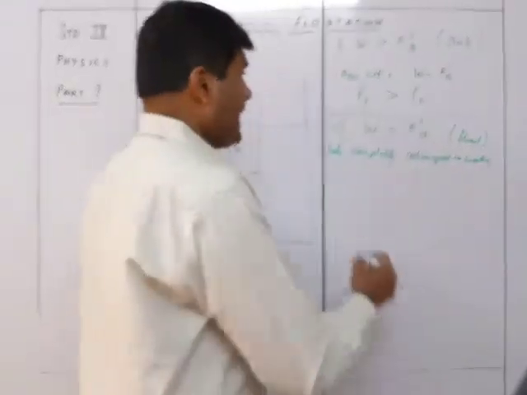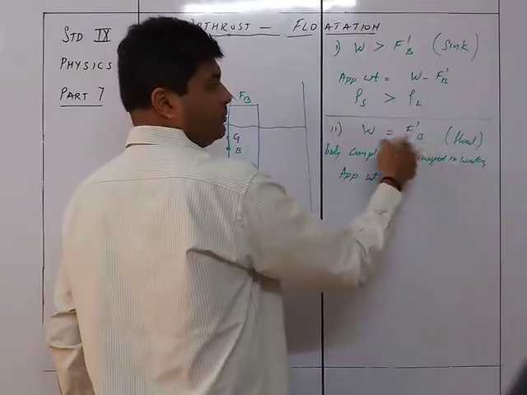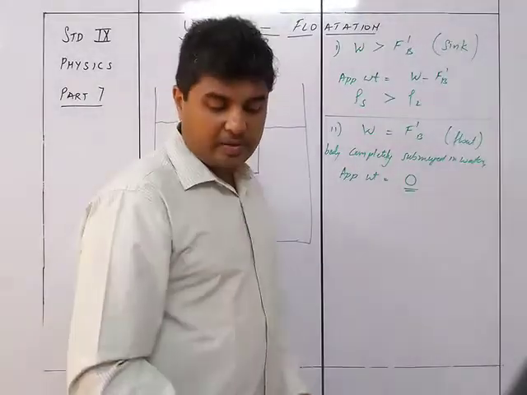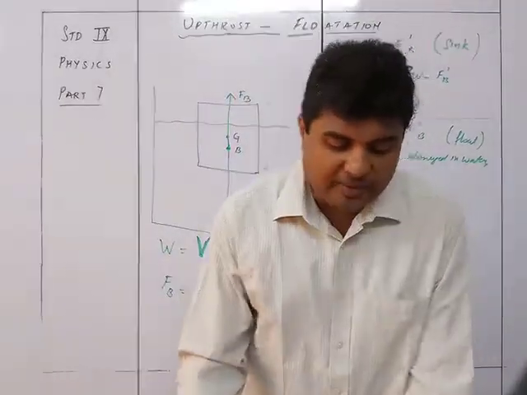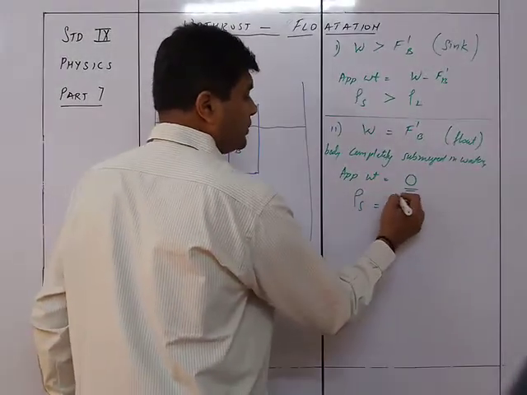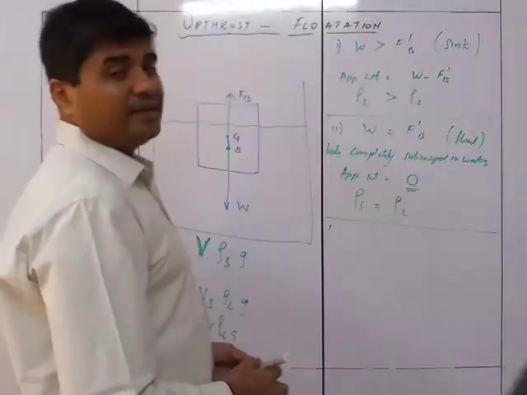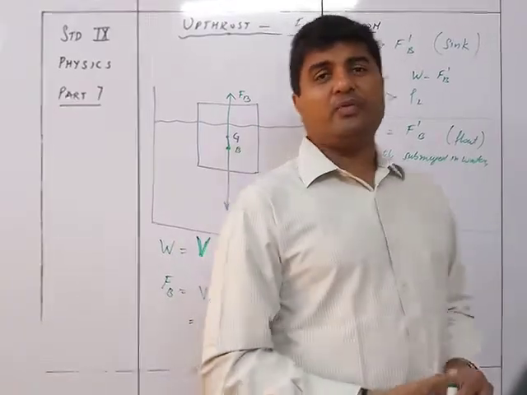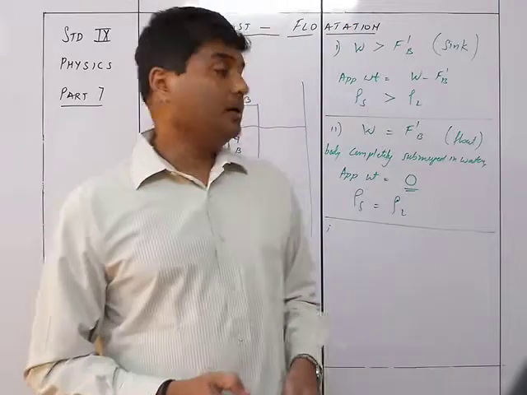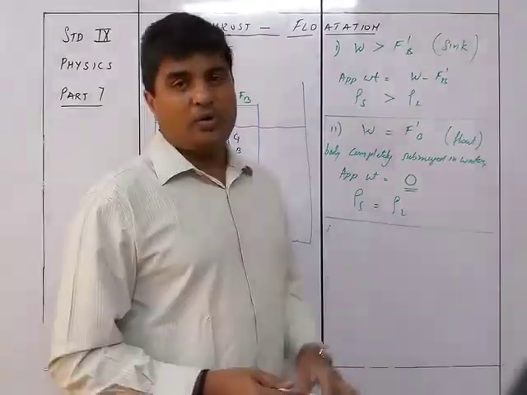And here the apparent weight will be equal to W minus FB. Both are equal, so it will be 0. Apparent weight will be 0, and the density will also be the same. So we have rho S equal to rho L. This is the condition for W equal to F'B. If the weight of the body is equal to F'B, that is the maximum upthrust, then the apparent weight will be 0, the body will be completely submerged in water, and rho S will be equal to rho L.